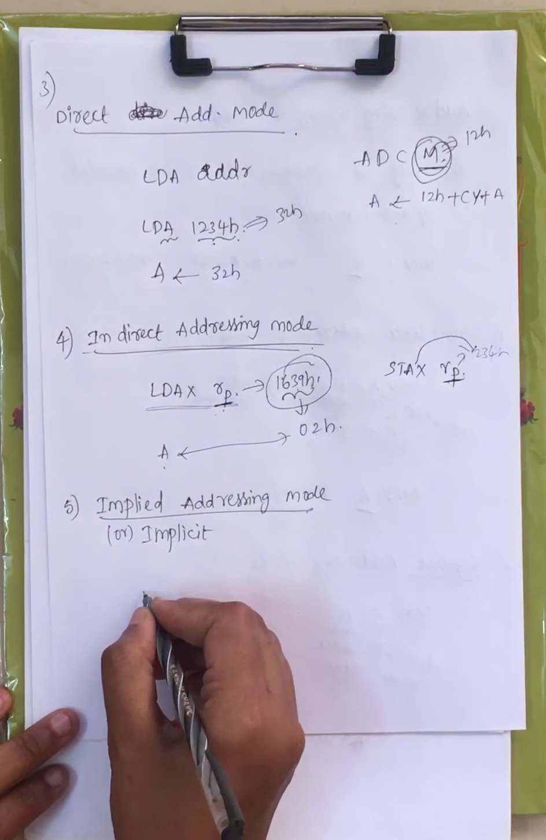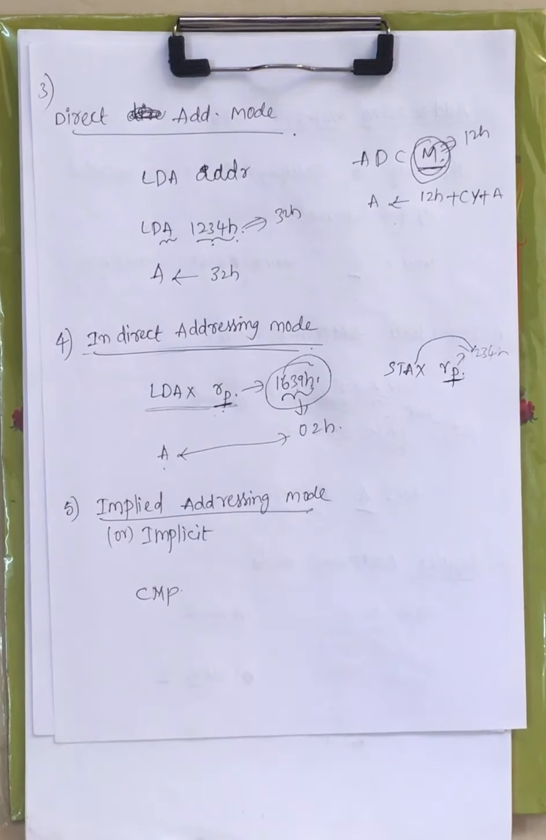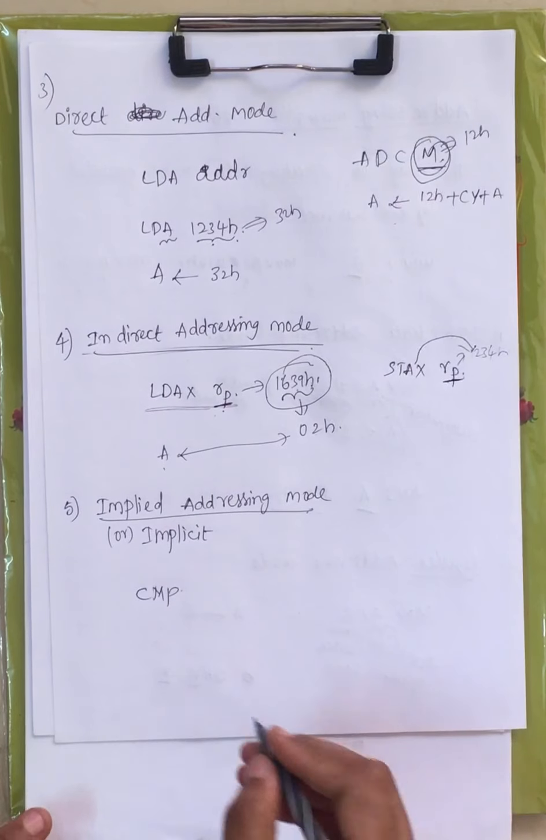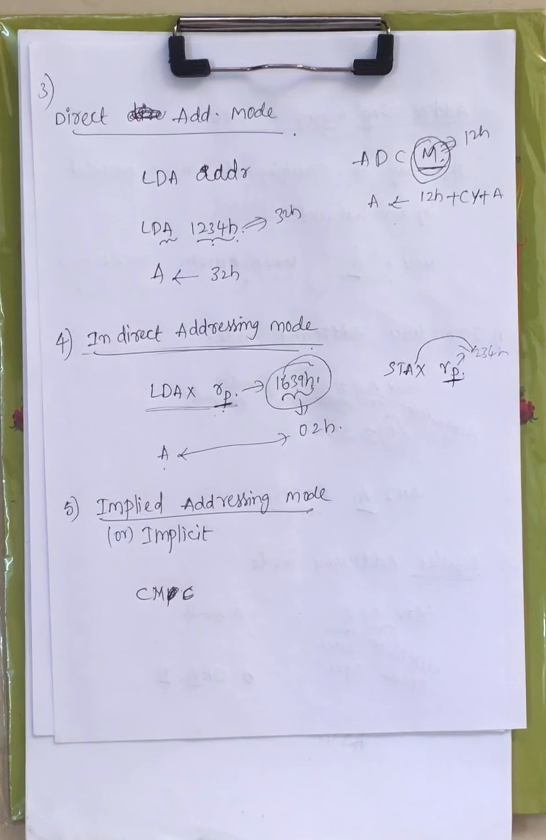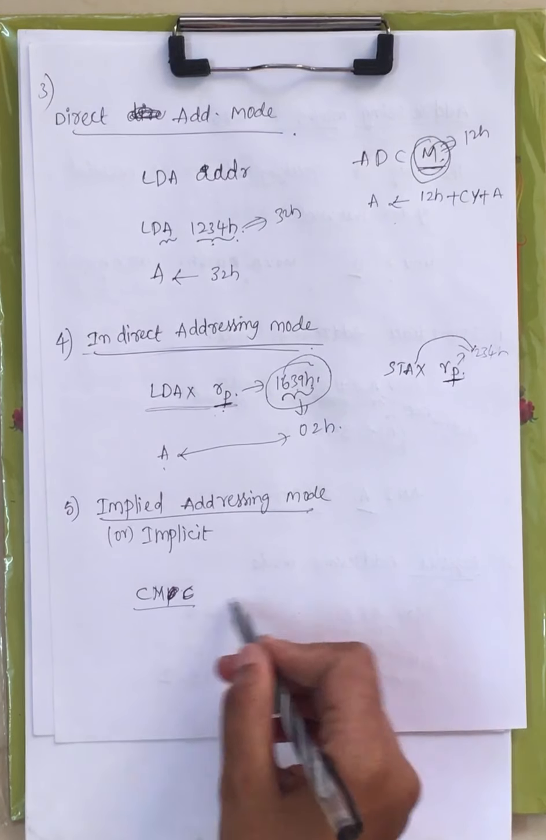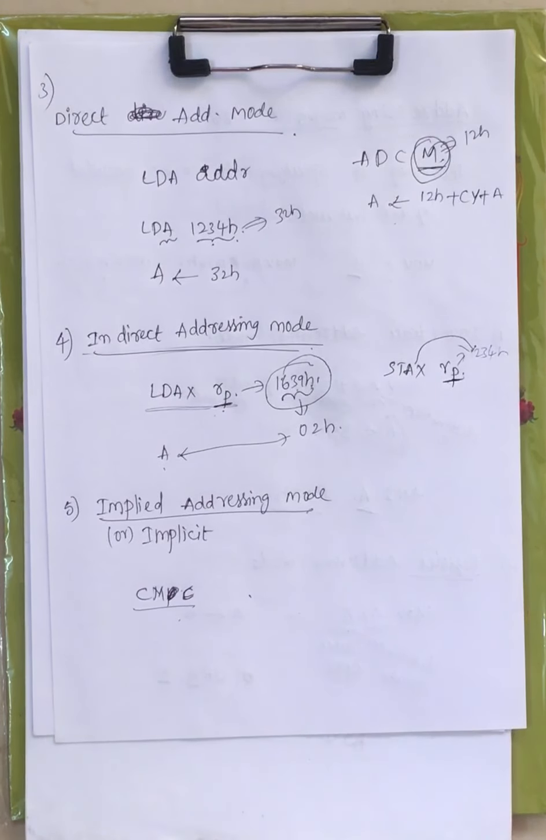Now I will give an example. CMC, not CMP. What is CMC? Complement carry flag, right? It complements the carry flag, reversing, inverting. If the carry flag is 0, by this instruction it is set to 1. If the carry flag is 1, by this instruction it is set to 0.